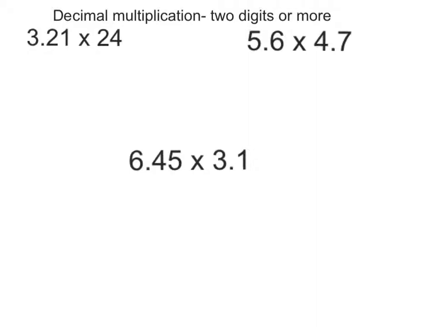So here's some more decimal multiplication. Now when you have 2 digits or more, just like for normal multiplication, we need to use long multiplication. So 3.21 times 24. So let's do this.